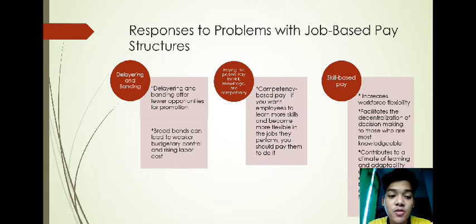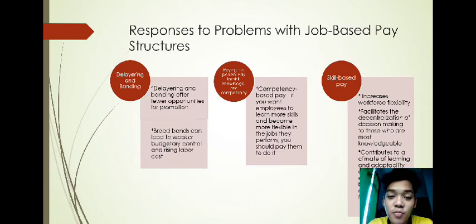We got the consistency item, which offers a daily and delivering meaning, and offers opportunity for promotion to the employee. So next time they can improve themselves to get a better position and better pay. At the same time, broad bands can lead to weaker budgetary control and raising the labor cost.